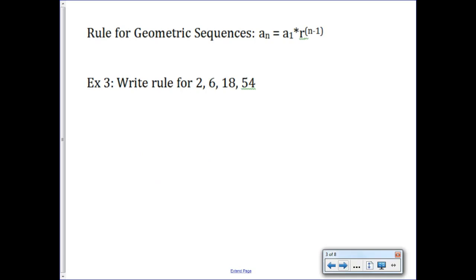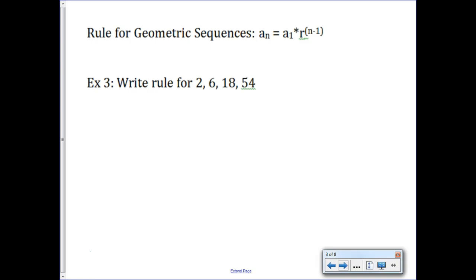Our rule for geometric sequences looks kind of similar to our rule for arithmetic. a sub n, our nth term value, is equal to a sub 1, our first term, times the ratio, instead of the difference. Notice we used a times instead of a plus. And then it's raised to the n minus 1 power, whereas with the common difference it was multiplied. So you need to know that rule as well.